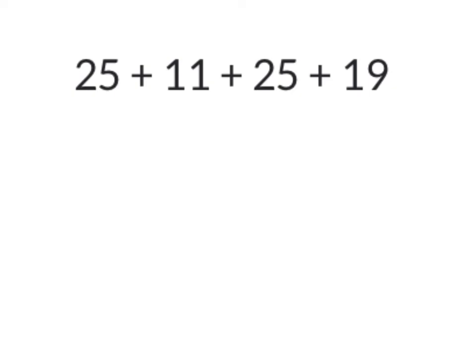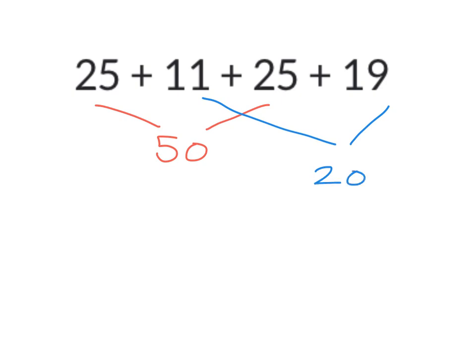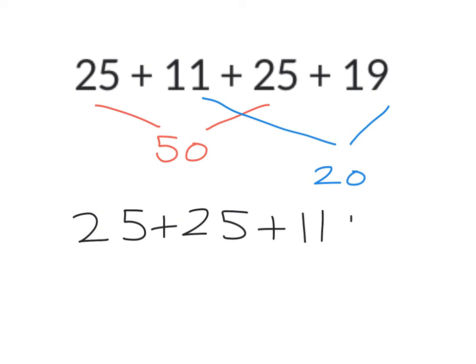So I can see that I've got a number bond here. I know that 25 plus 25 equals 50. And I also know that 11 and 19 will make 20. So I've changed my equation so that it is 25 plus 25 plus the 11 plus the 19. And altogether I know that that makes 70. So today you're going to use the associative rule to rearrange numbers to make the adding easier for you.